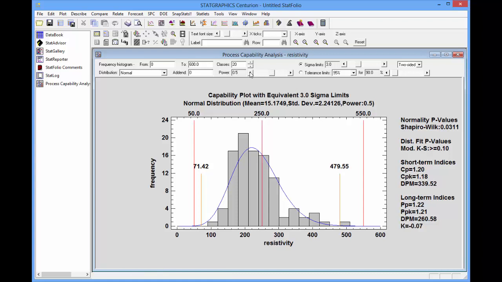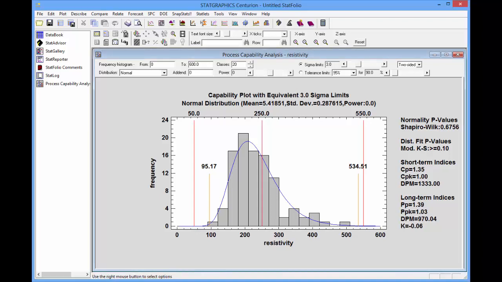Let's continue applying the transformation. Let's change the power now and bring it down to 0. 0 corresponds to a natural logarithm. The distribution is now even more skewed, and the Shapiro-Wilk p-value is 0.6756. That's well above 0.05 and indicates that in fact the logarithms of resistivity may be well modeled by a normal distribution.